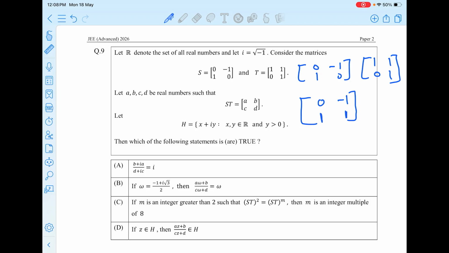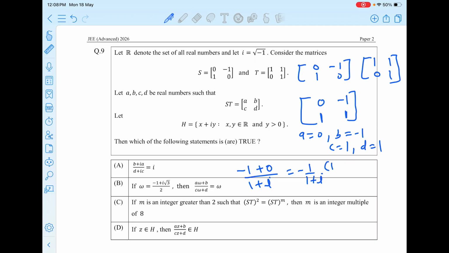So what is A here? A is 0, B is minus 1, C is 1, D is 1. Okay, so option A. What is option A? (B plus iota A) by (D plus iota C) is iota. What is B plus iota A? B is minus 1, A is 0, D is 1, C is 1. So minus 1 by 1 plus iota.